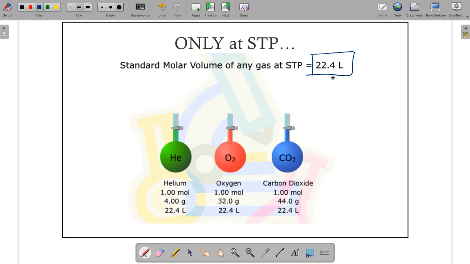So here's what that means. If you have 3 containers, helium, oxygen, and carbon dioxide, and they all have the same volume, 22.4 liters, they're all the same size, just like that box, they all contain the same number of moles. This is N, the number of moles. But because helium, oxygen, and carbon dioxide have different formula masses, they all will weigh a different amount.